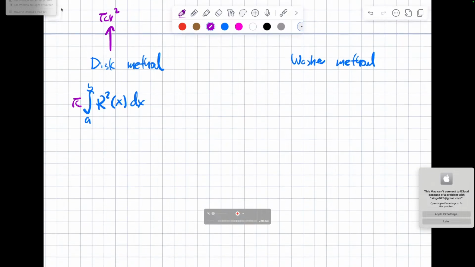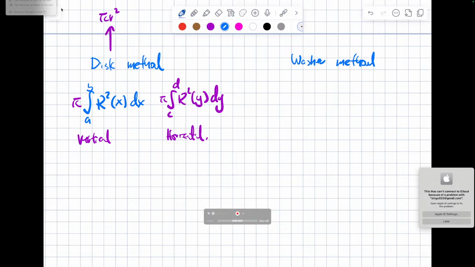But there is a vertical, so this is a vertical spinning, like vertical orientation. There's a horizontal orientation, which is pi, integral from c to d, obviously different values, of r squared of y, dy. So this is a horizontal cross section. So there is a disk and washer.